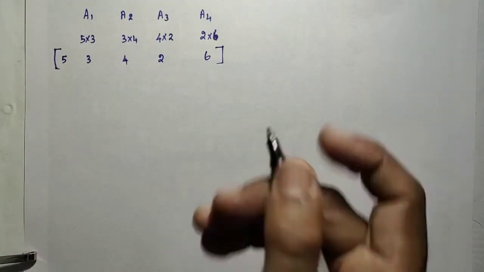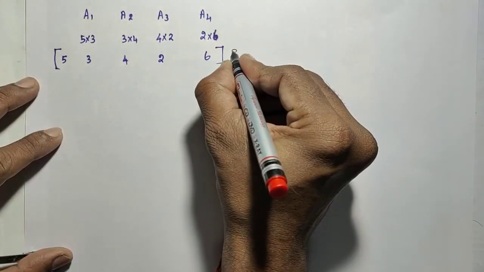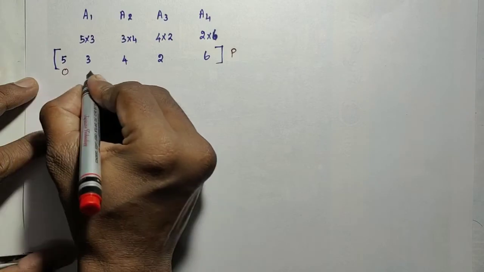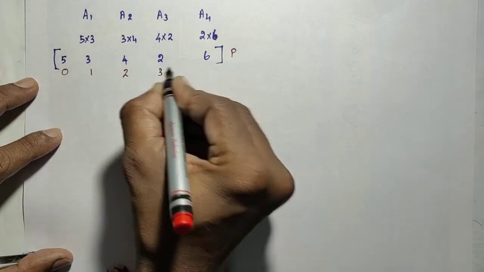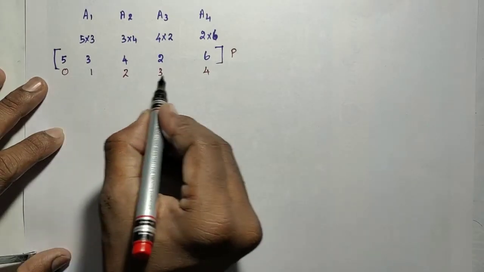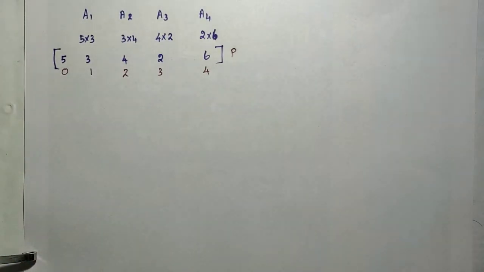That array is given as P. So the P array. The indices will be 0, 1, 2, 3 and then 4. So P0, P1, P2, P3 and then P4, like that we have to name it.